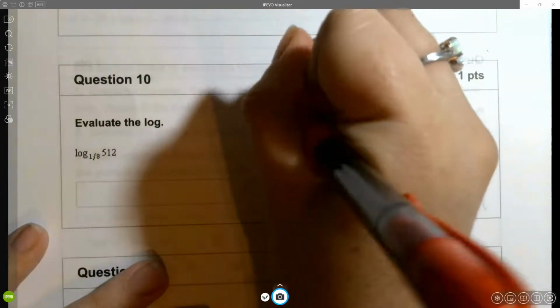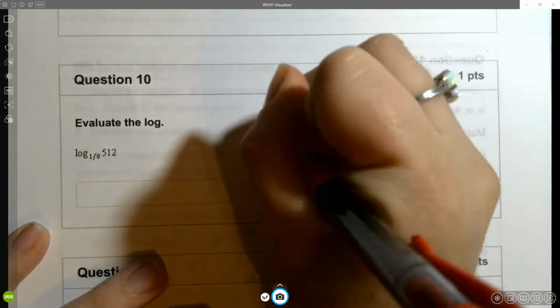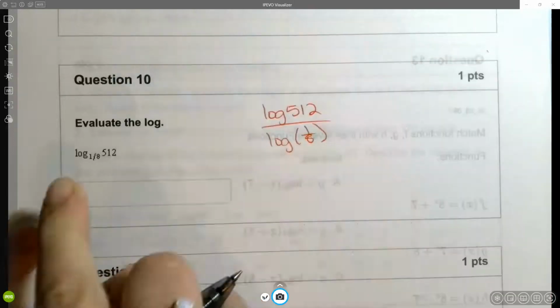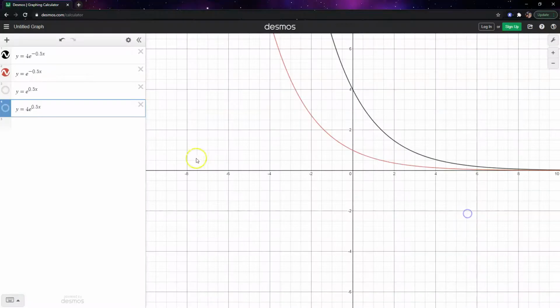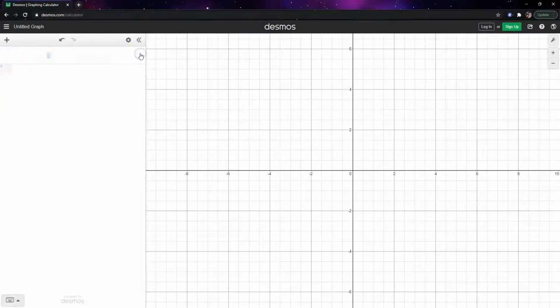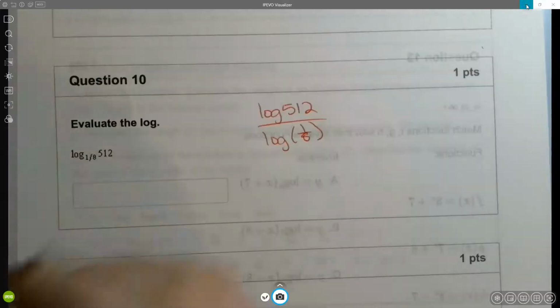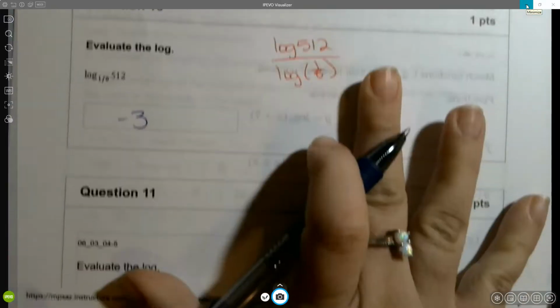Number 10 wants me to evaluate the log. I am going to do this on Desmos, but remember the way to do this is I want to do log 512 divided by log of 1/8. Remember, this is because I have the fraction base right here. So let's go to Desmos. This will give me negative 3.